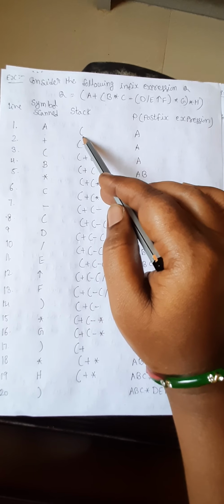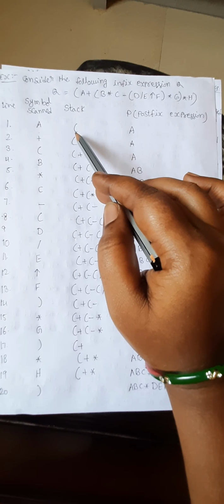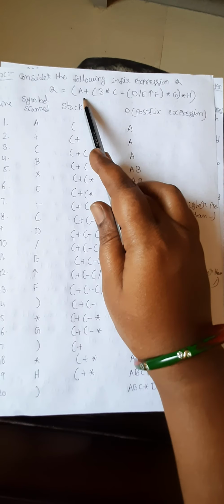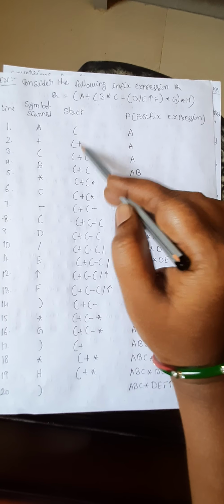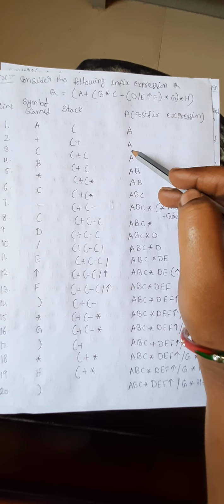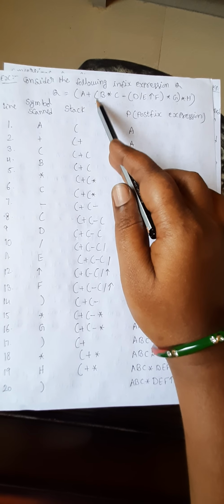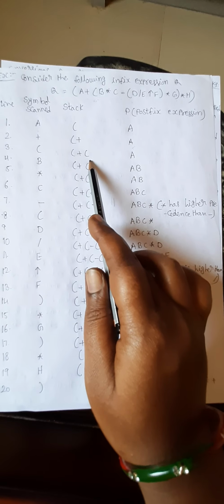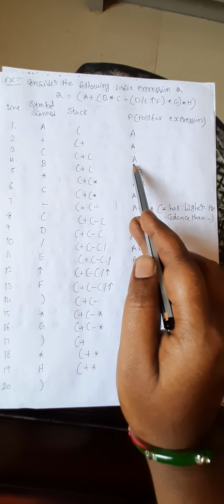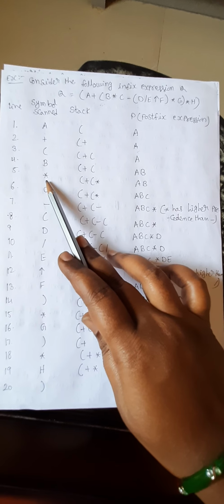That means after reading this, the left parenthesis will be entered into the stack, and the postfix expression here is A. Again it contains plus, which will be added. There is no other operand, so it contains only one element, that is A. Again an open parenthesis, that is a left parenthesis, is added. Again there is no other operand, so A will be there in this postfix expression, and again we have to add this multiplication.